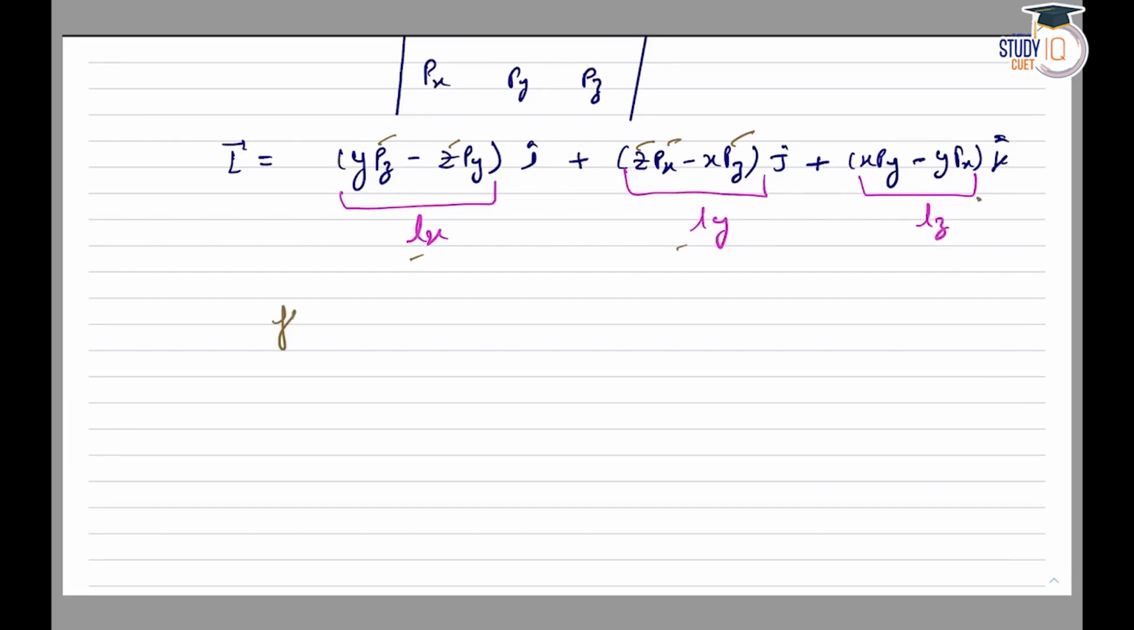So the xy plane indicates that z is equal to 0 and pz is equal to 0. For z equal to 0, pz equal to 0, the angular momentum which will be left is only Lz. And the value of Lz is written as x into py minus y into px.